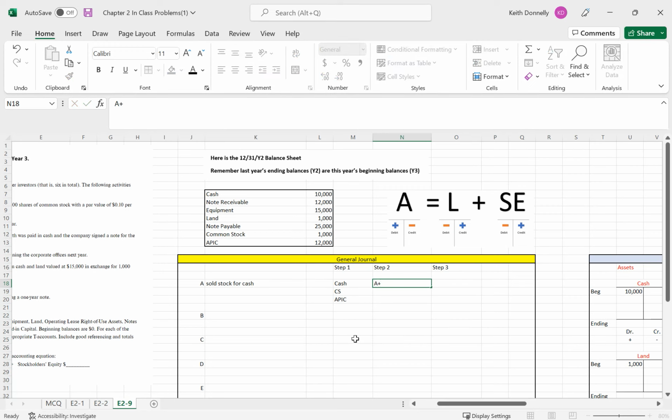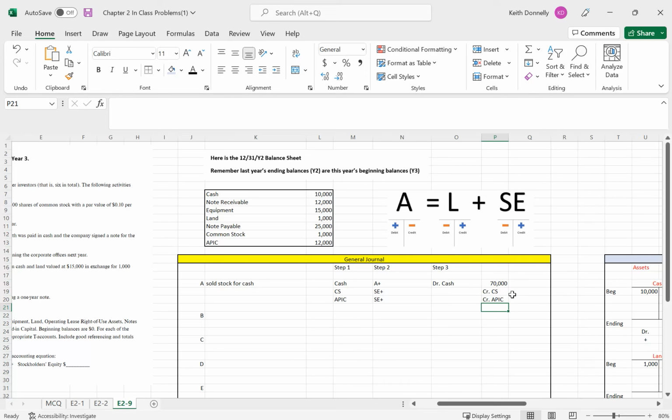Cash is an asset, it increased. Common stock is a stockholders' equity account, we now have more of it, it's increased. Likewise with APIC. Now what you do is you just follow the little key. Asset plus, debit it. We're going to debit cash in this case for 70,000. Then we're going to credit common stock and credit APIC.